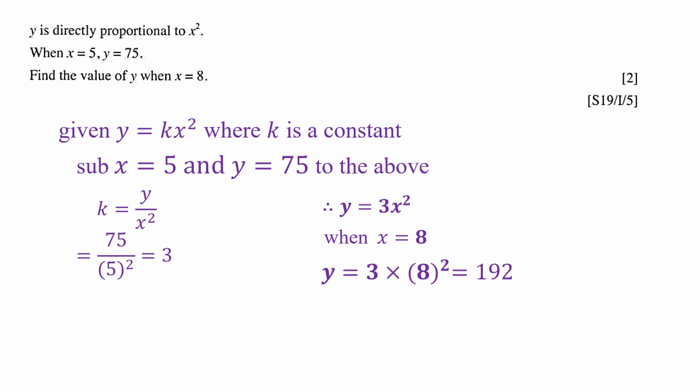Right, so let's look at the next question. The next question says that y is directly proportional to x squared. So we can write it as y equals to kx squared, k is a constant. And you're given x equals to 5, y equals to 75. So we're going to substitute all this in, but of course we're going to divide by x squared on both sides.